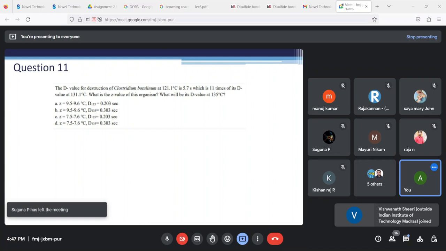So the Z value will give you an idea of the thermal resistance of microorganisms. So what does it mean if the Z value is high for an organism? Is it resistant or not resistant?